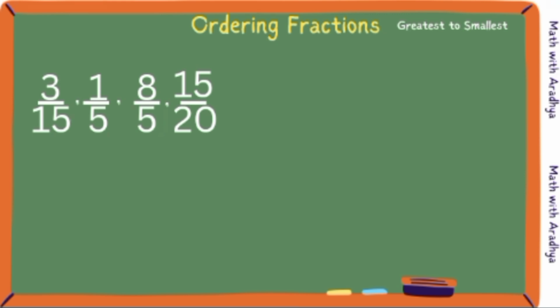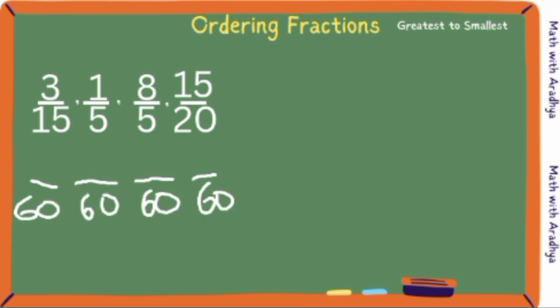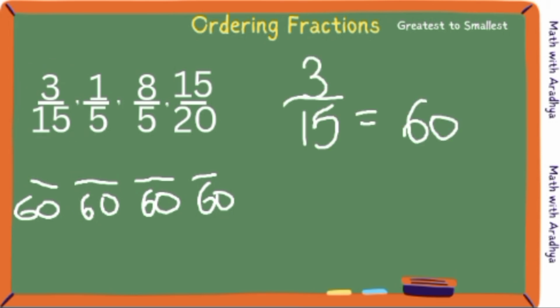So the LCM of these numbers is 60. So it means our denominator of all the numbers should be 60. Now we need to see what will be our numerator. So if we talk about our first number, which is 3 by 15, we need to see what we multiply with 15 to get 60. So if you multiply 15 with 4, you will get 60.